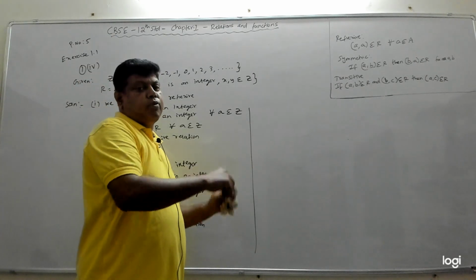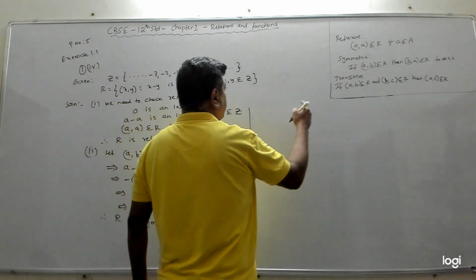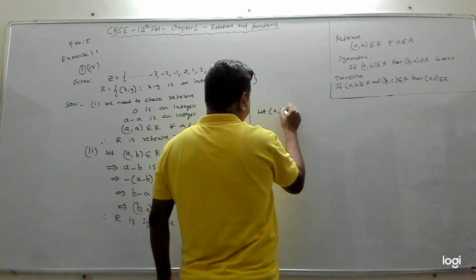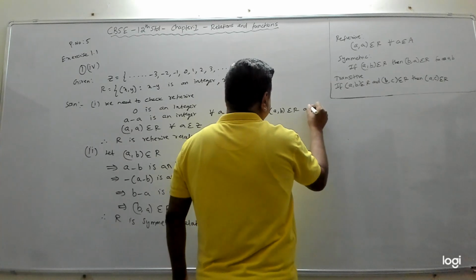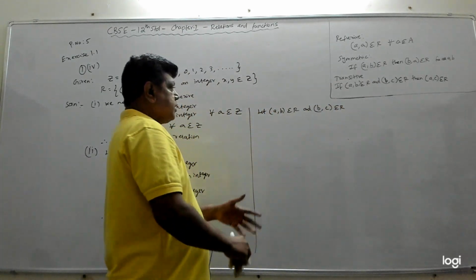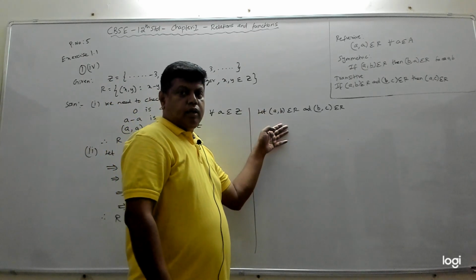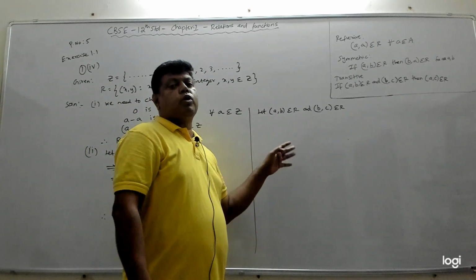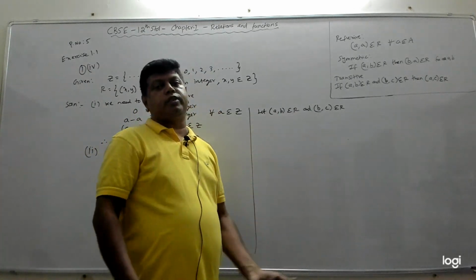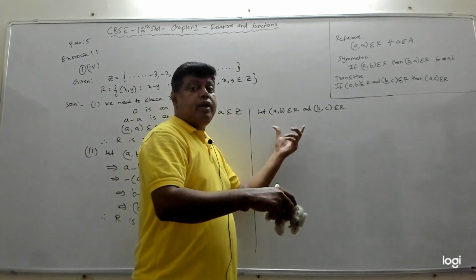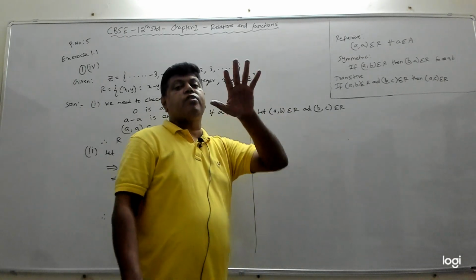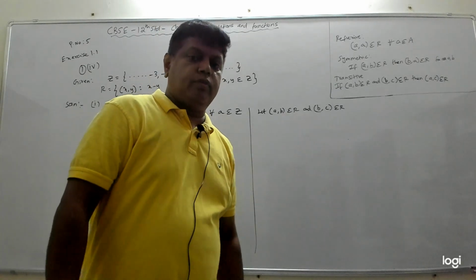You have to write a general proof. So how do we start for the proof of transitivity? We will say, let (a, b) belongs to R and (b, c) belongs to R. That is the first step. If such a pair exists, then I should prove (a, c) belongs to R. If such a pair does not exist, then also it is transitive. If such a pair exists and (a, c) does not belong to R, then it is not transitive.